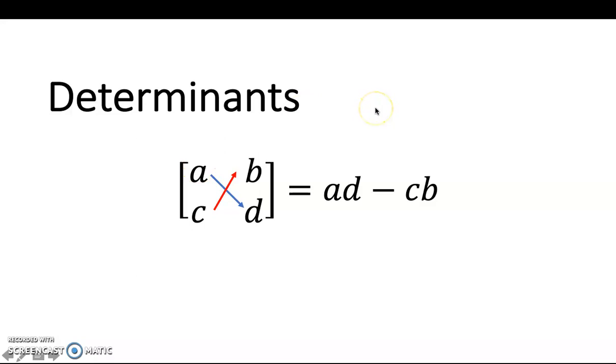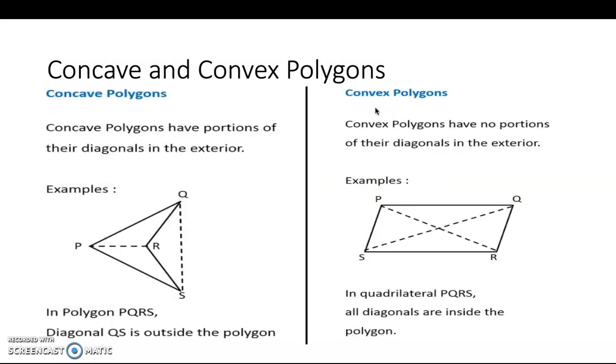Okay, aside from that, let us differentiate a concave and a convex polygon. Concave polygons have portions of their diagonals in the exterior. Meaning that if we find a certain diagonal that is located in the exterior of a polygon, then that polygon is already considered to be a concave polygon. Let us see an example.